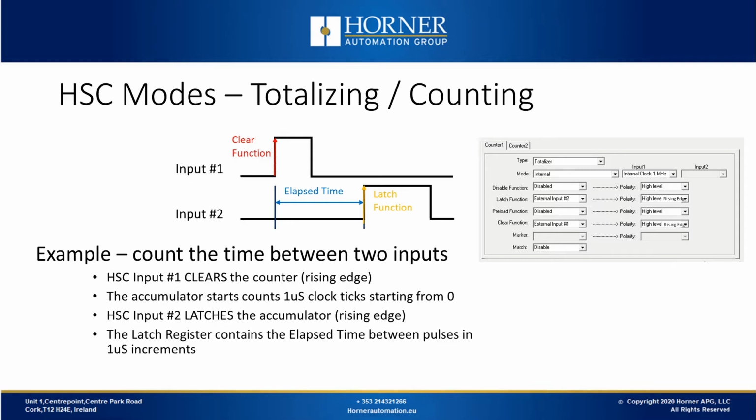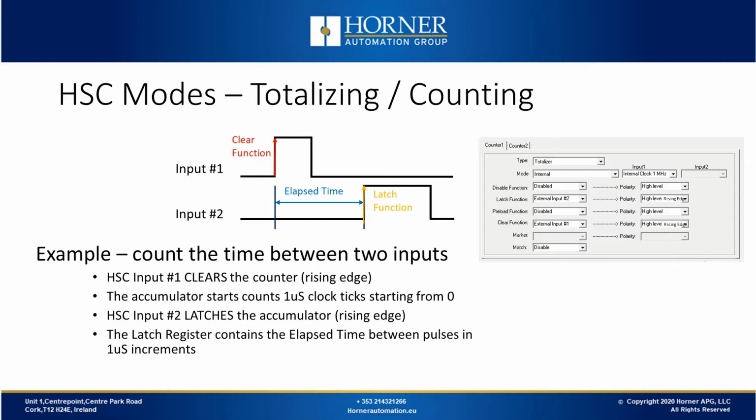It's configured for internal and to count internal clock ticks at a 1 MHz rate. So by manipulating our clear function and our latch function, we can end up with the elapsed time in 1 microsecond increments in our latch register and get the value that we're looking for. To review the configuration there, we start out by saying that our first real-world input, which is the first pulse, is going to clear the counter on its rising edge. We've configured the clear function for external input number 1 and as a rising edge type clear. What that means is that the accumulator will start from 0 when the clear is complete, and it will start counting 1 microsecond clock ticks.